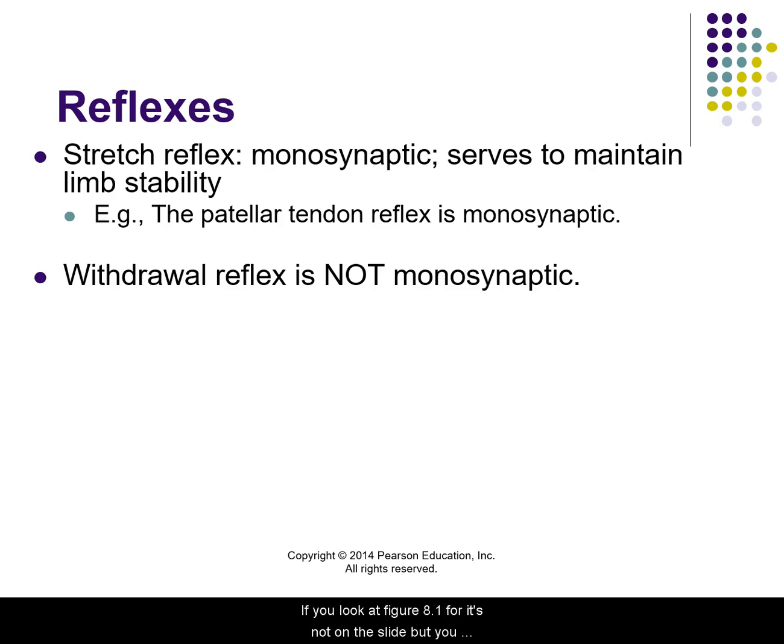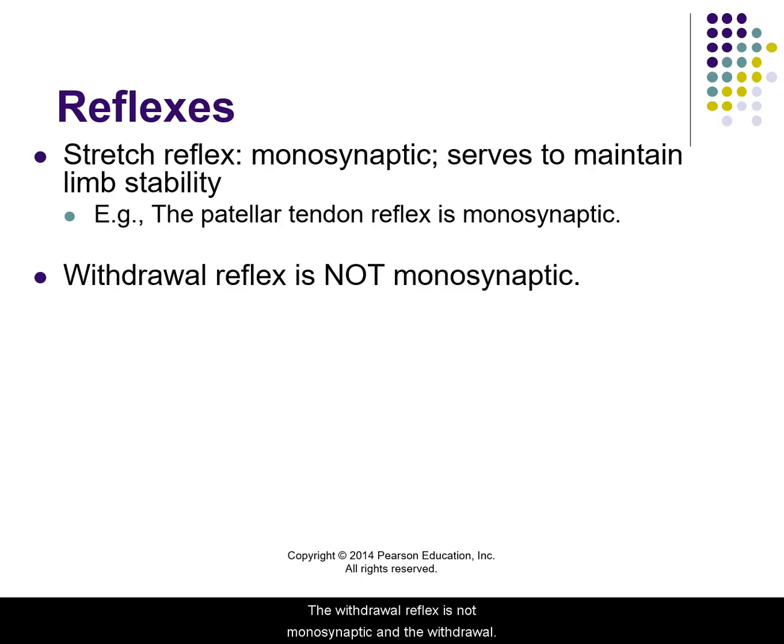If you look at figure 8.14, it's not on the slide, but you'll notice that there's a spindle afferent neuron there, and then a motor neuron. So you see how it's monosynaptic. There's only one synapse doing that. The patellar tendon reflex is also monosynaptic, and that one is shown to you in figure 8.13, page 205.